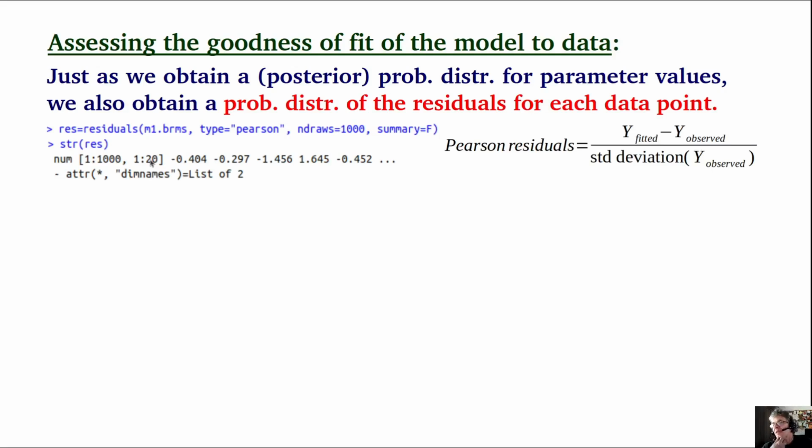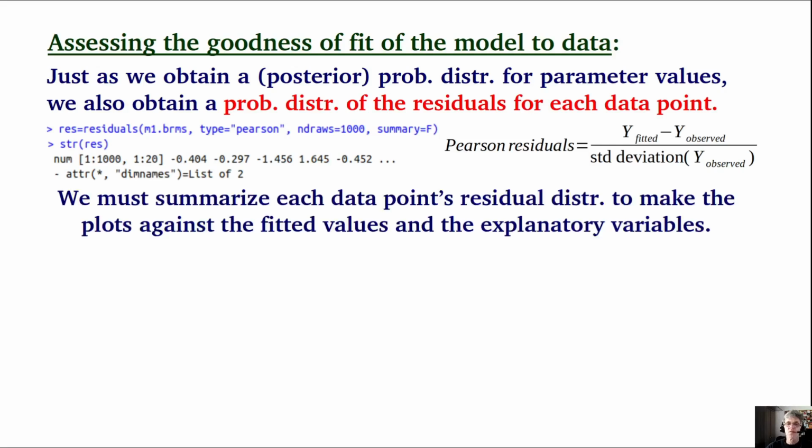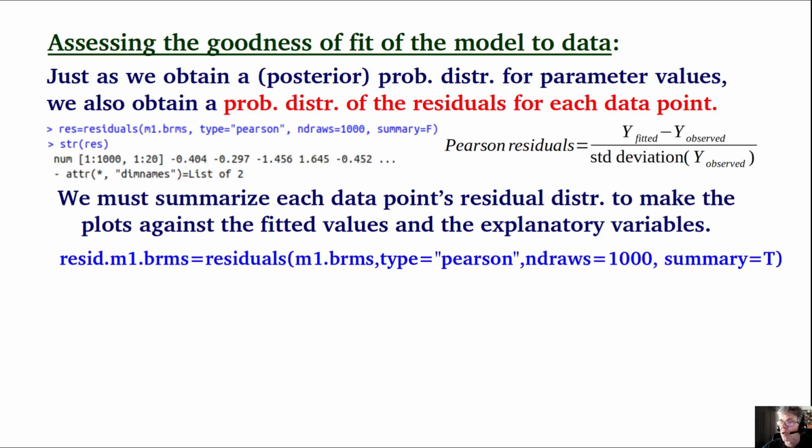The Pearson residuals are more or less a type of scaled residual that is often used to assess the goodness of fit of the data. So for each of the 20 data points, we have 1,000 residuals. We are going to summarize these residuals for each data point in order to make the plots. Instead of asking for summary false, we ask now for summary true, and that will compute the mean, standard deviation, and credible intervals of the residuals for each data point.